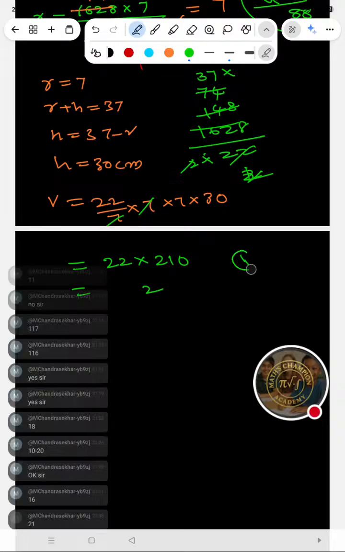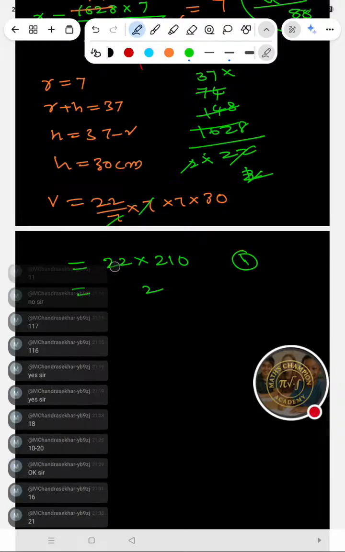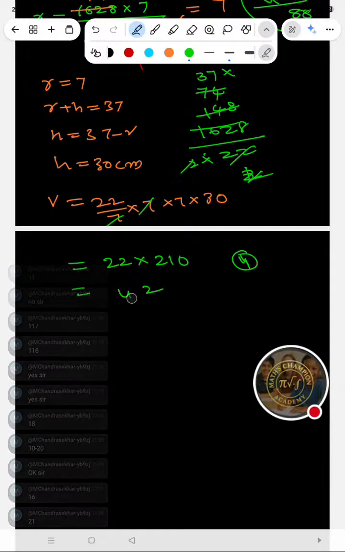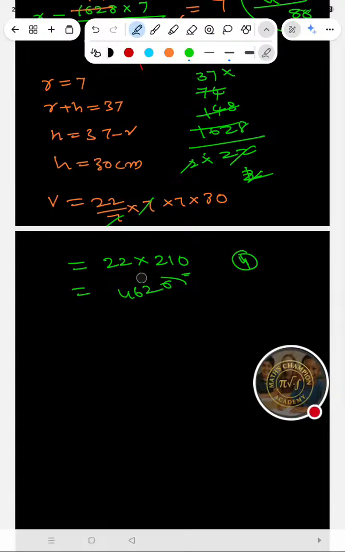22 into 210. So 21 twos are 42, 2 here and 4 carry over. 21 twos are 42 again, 42 plus this 4 is 46, and this 0 there. 44620 centimeter cube. It is the volume.